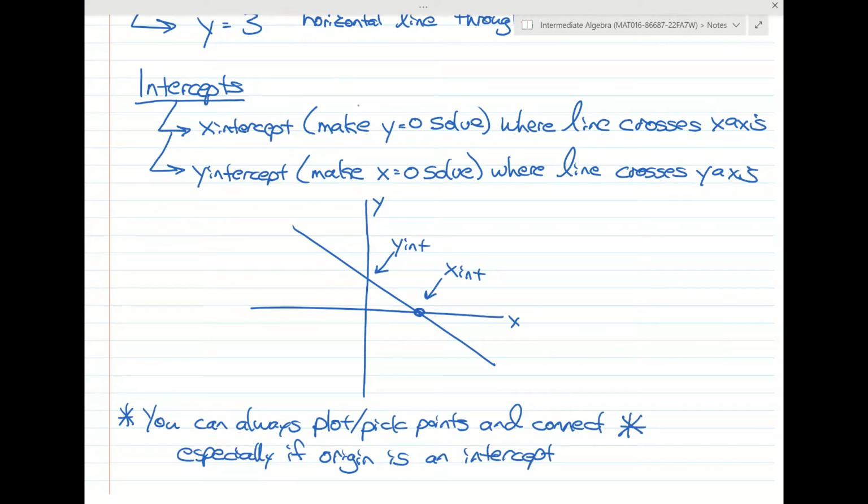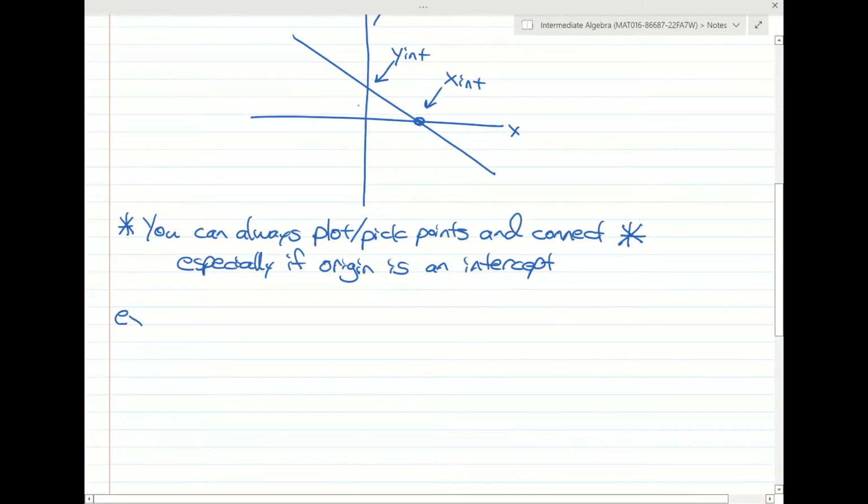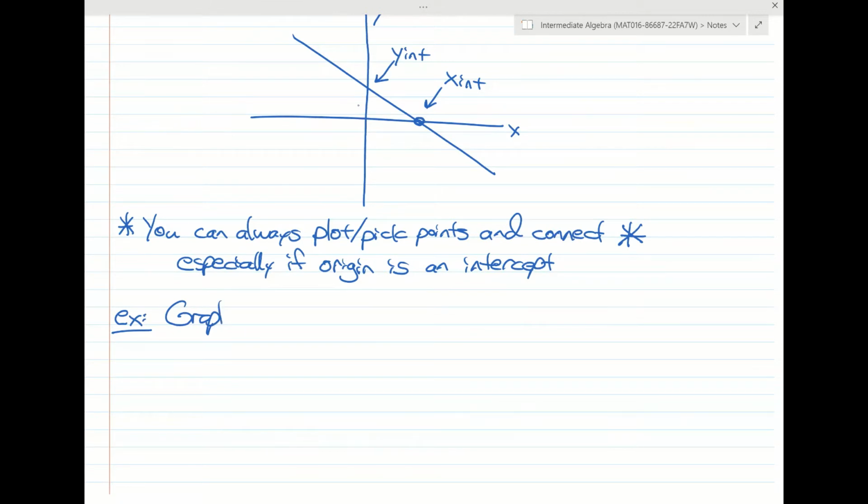With that said, what I have is a few examples, and we'll graph them by finding the intercepts. At any point, feel free to ask me questions. You don't have to raise your hand, just yell it out. But what I'd like you to do is graph the following by finding the intercepts.